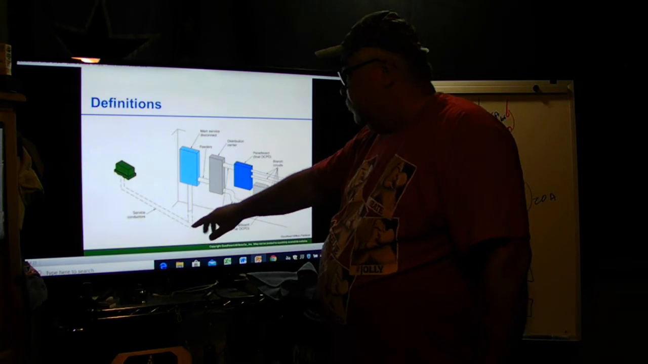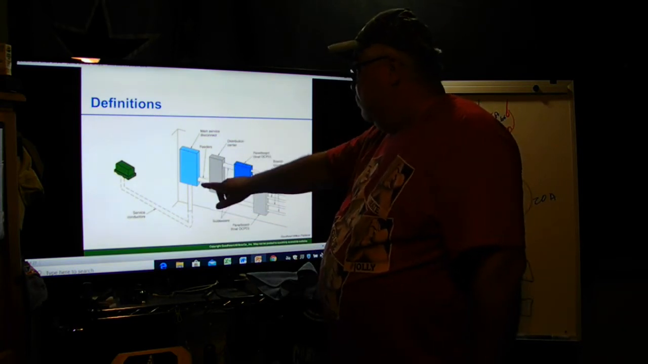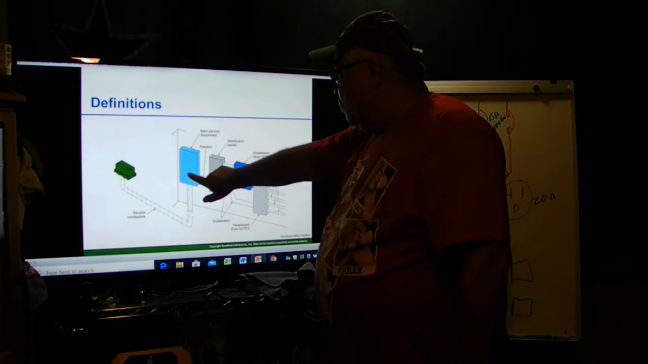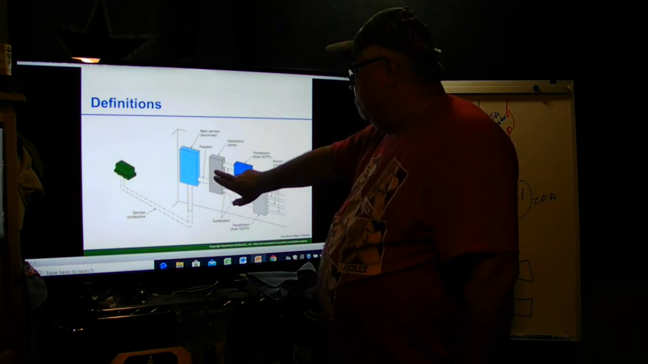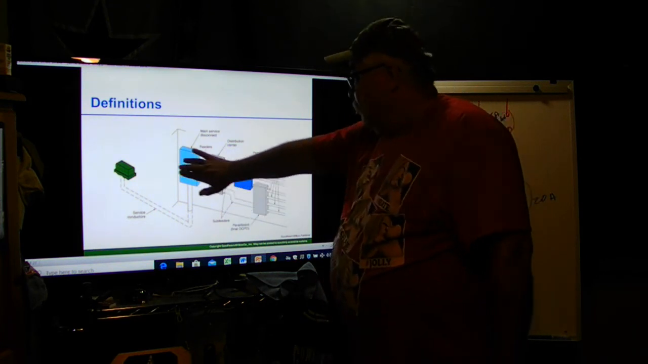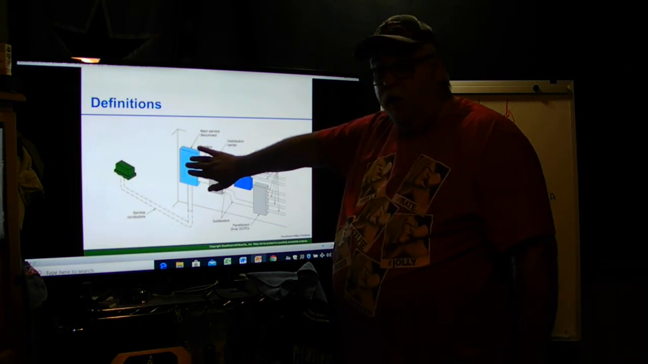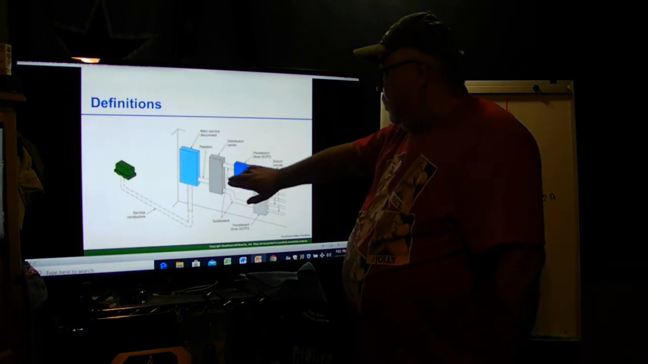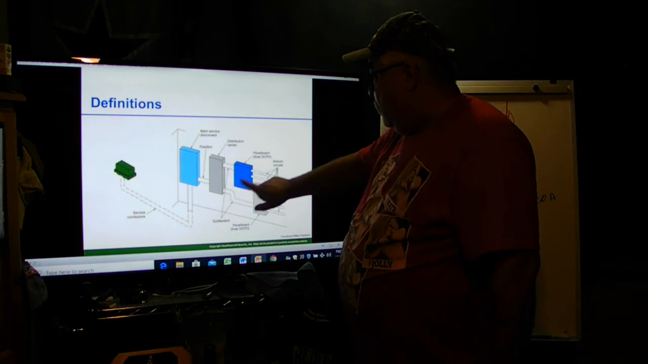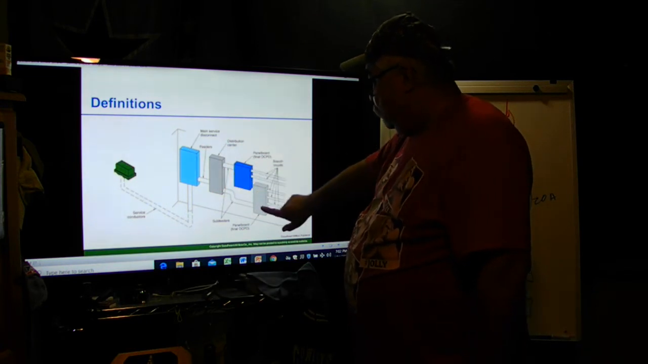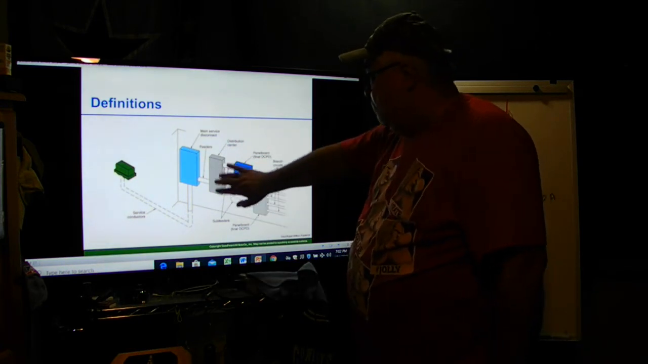So this is my service conductors, whether it's overhead or underground. Here are my feeders coming between the main service disconnect and the distribution. So here I may have, let's say, a 400 amp panel. I got a 400 amp breaker here or fuse, and then it comes across and it comes to here, and then here I have a 200 amp breaker for this one, I have a 200 amp breaker for this one.